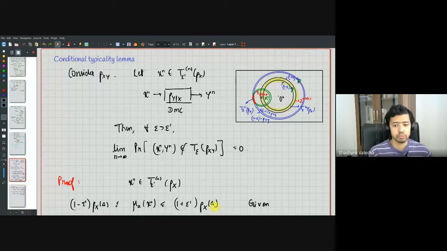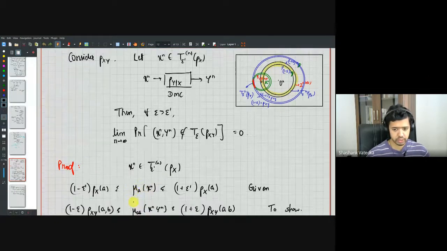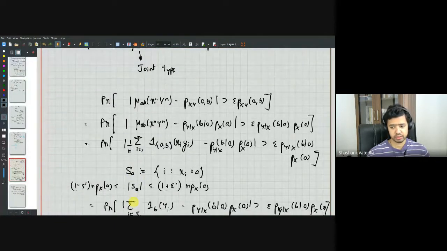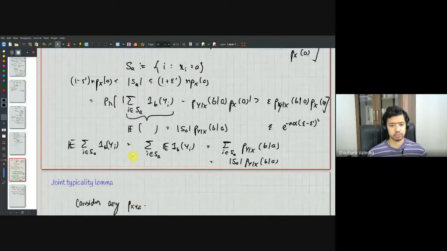Right. So I hope you've already worked through the proof of the conditional typicality lemma yourself. I did give a proof. I didn't complete all the steps, but hopefully the remaining part is just simplification, so you should be able to do it yourself.